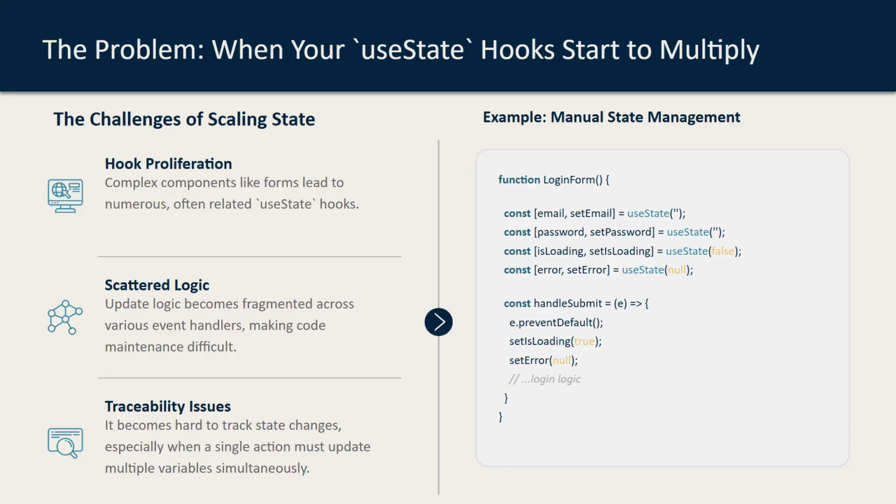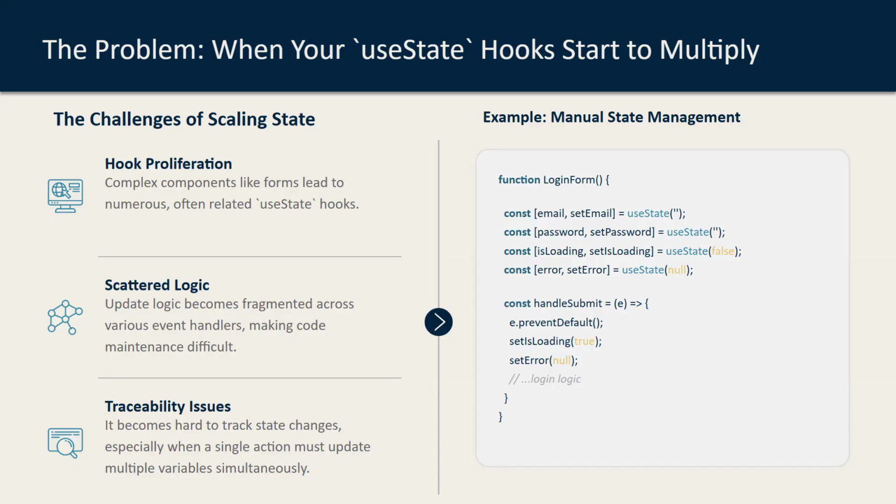Another issue with using too many useState hooks is traceability. When one user action needs to update multiple values at once, it becomes harder to track what changed and why. So the pain point with multiple useState hooks is not just having more state, it's that the logic for changing that state becomes more fragmented.